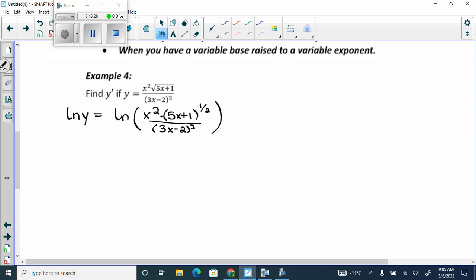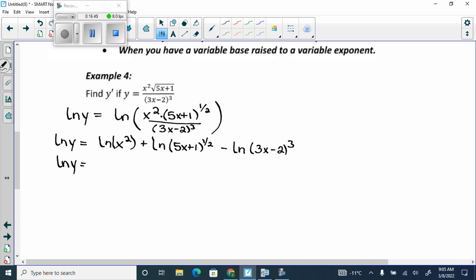Okay, then we use our log laws. So the first log law is the multiplication and division one. So we're going to get ln x squared plus ln 5x plus 1 to the half minus ln 3x minus 2 cubed. Okay, then our second one is to use the power rule of logs and drop the number in front.